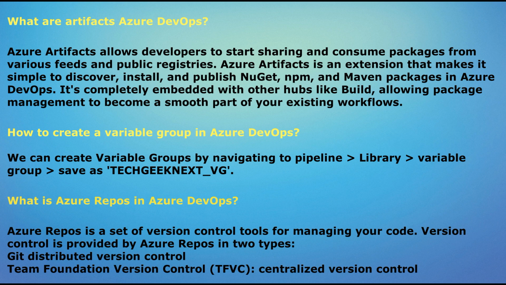How to create a variable group in Azure DevOps? We can create variable groups by navigating to Pipeline > Library > Variable group, and save it as techgeek next_VG.